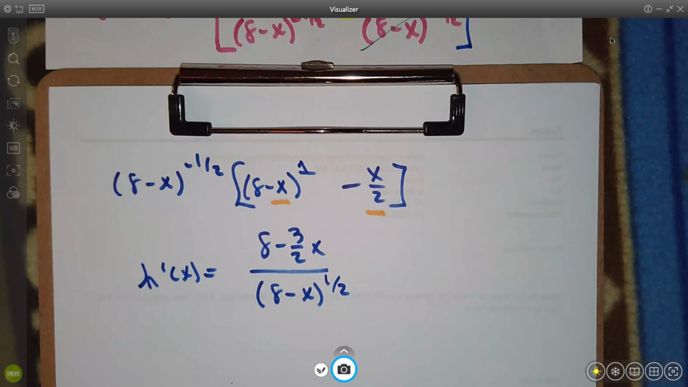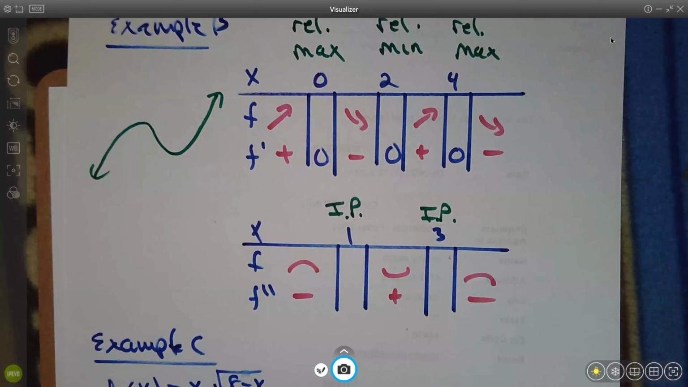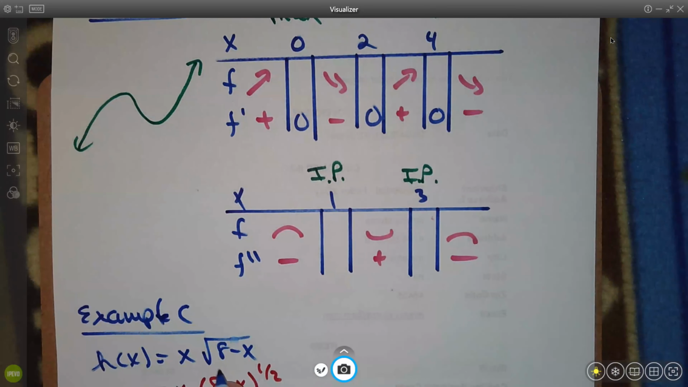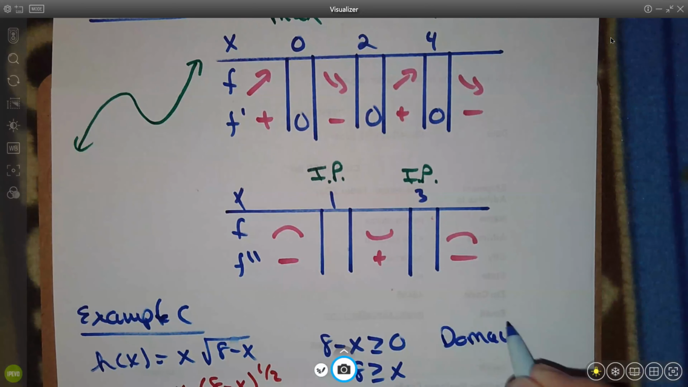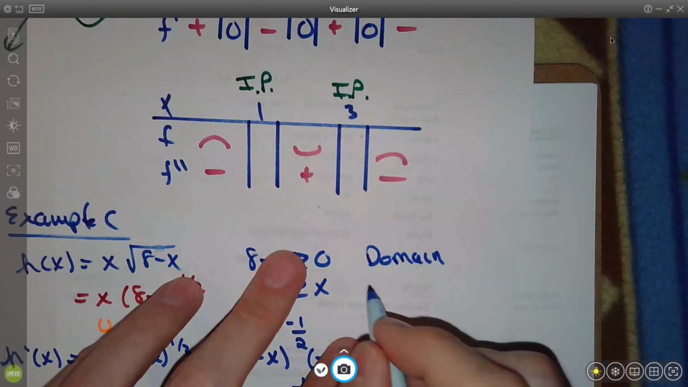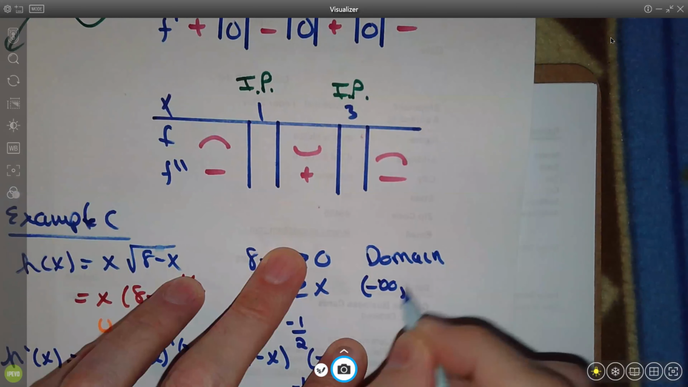We can now find the critical points. There's going to be 2 of them. Now, one thing that you could have noticed, and perhaps I should have helped you out with at the start here, this has to be positive or 0. So that means 8 has to be greater than or equal to x. In other words, your domain is everything up to and including 8. So anything less than or equal to 8, negative infinity to 8, that's part of your domain.